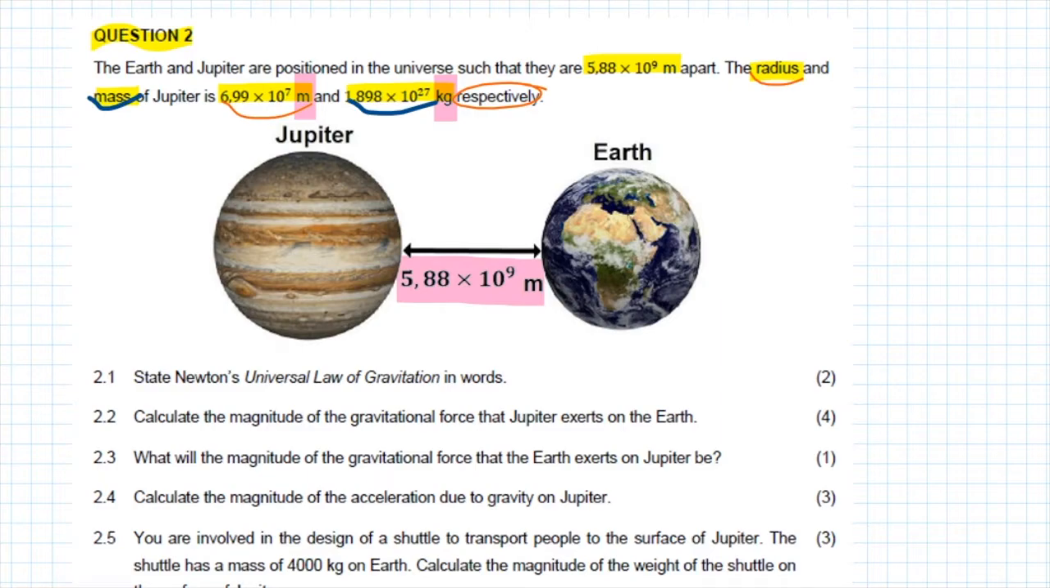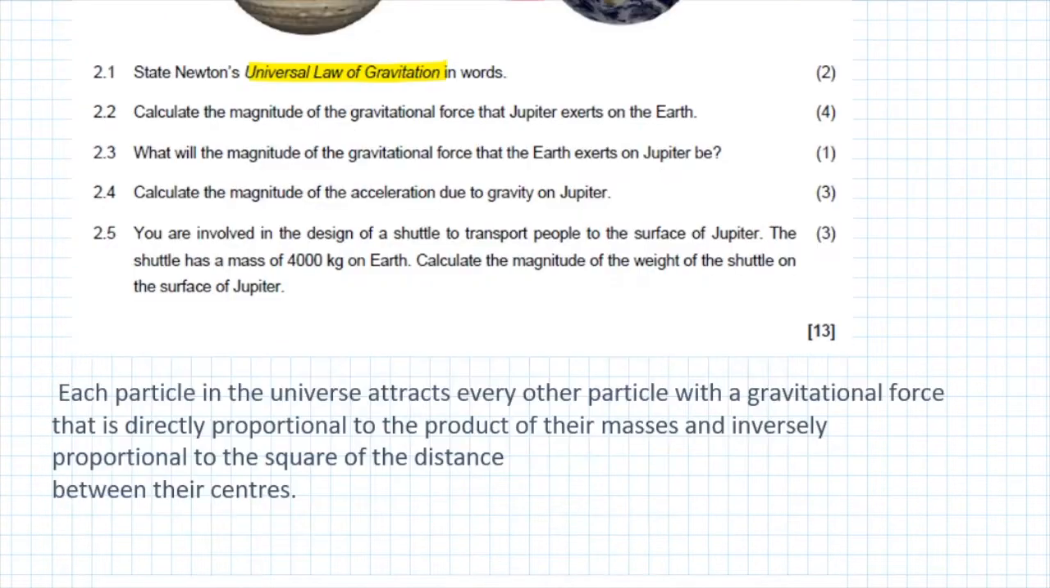And question 2.1 says, state Newton's universal law of gravitation in words. Newton's law of universal gravitation says that each particle in the universe attracts every other particle. Here we're referring to particles because particles have mass, with a gravitational force that is directly proportional to the product of their masses and inversely proportional to the square of the distance between their centers.